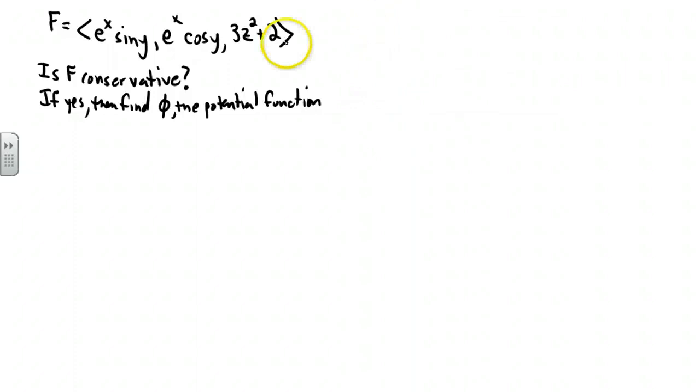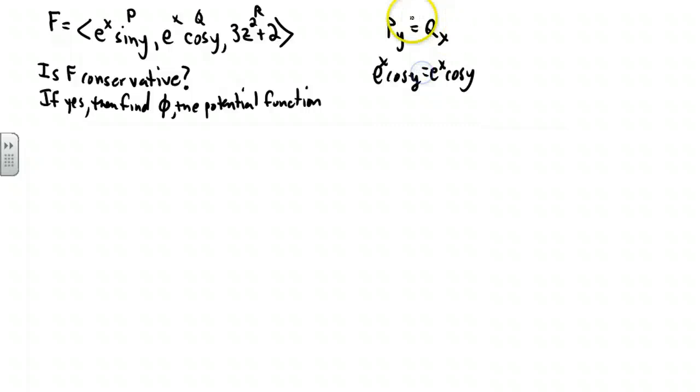To see whether it's conservative, if I call this P and this guy Q and this R, the mixed partials need to be equal. Py needs to be equal to Qx. And it's true, right? Py is e to the x cosine y. Qx is e to the x cosine y. Great.